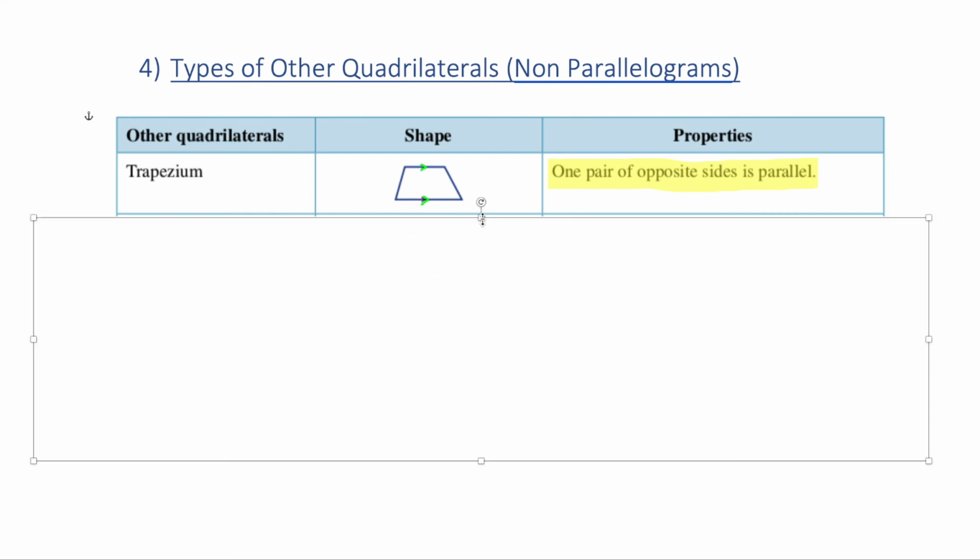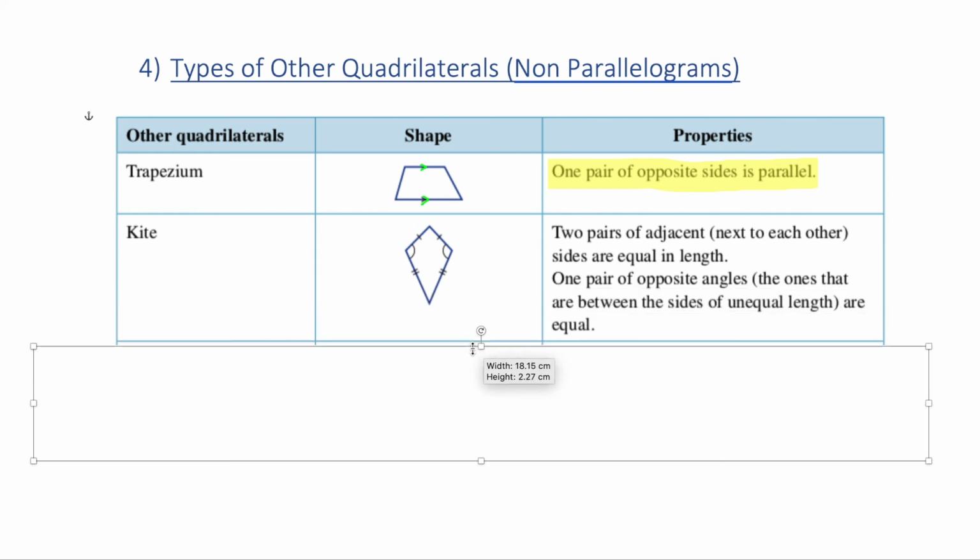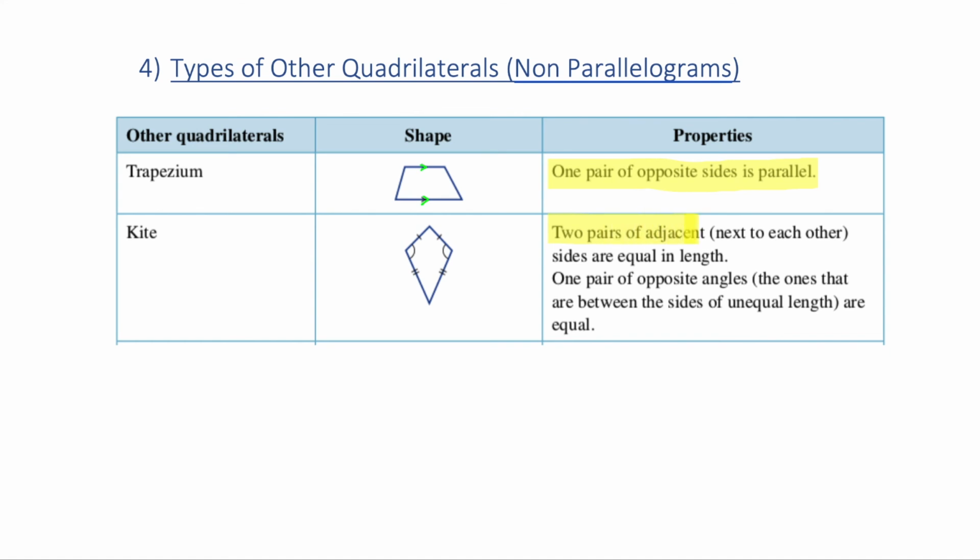Now let's look at our second type, a kite. So in a kite, two pairs of adjacent sides are equal in length. One pair of opposite angles are equal. So I'm going to explain this. Two pairs of adjacent sides. What does adjacent mean? It means next to.